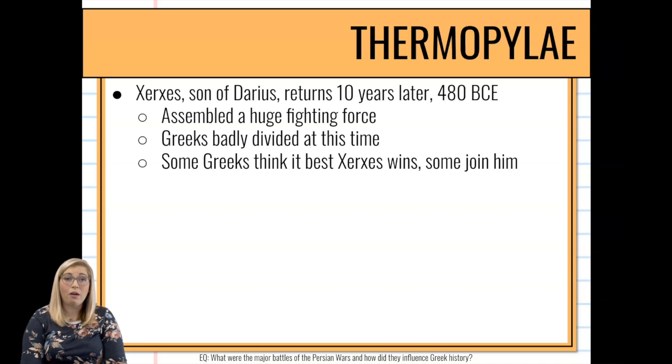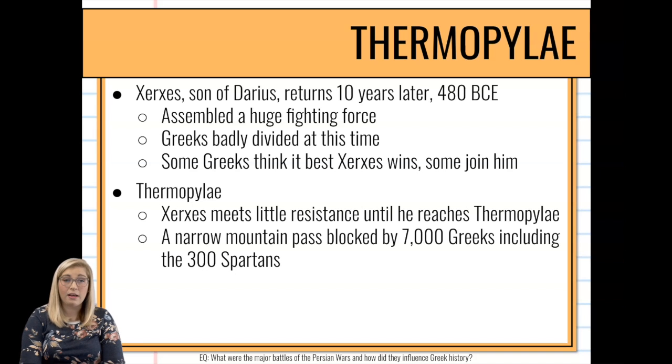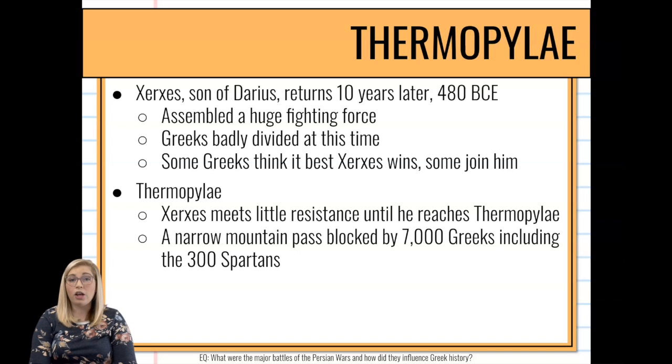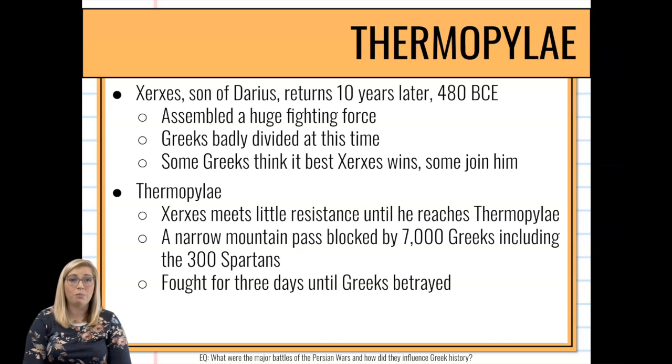But there's a huge battle at Thermopylae. Xerxes meets basically not too much resistance throughout Greece until he gets to Thermopylae. This is basically where there was a small, narrow pass that blocked almost 7,000 Greeks, including the 300 famous Spartans. They fought for almost 3 straight days until they were betrayed. So again, like I said, some of those Greeks had joined in with Xerxes. This was one of those ones.